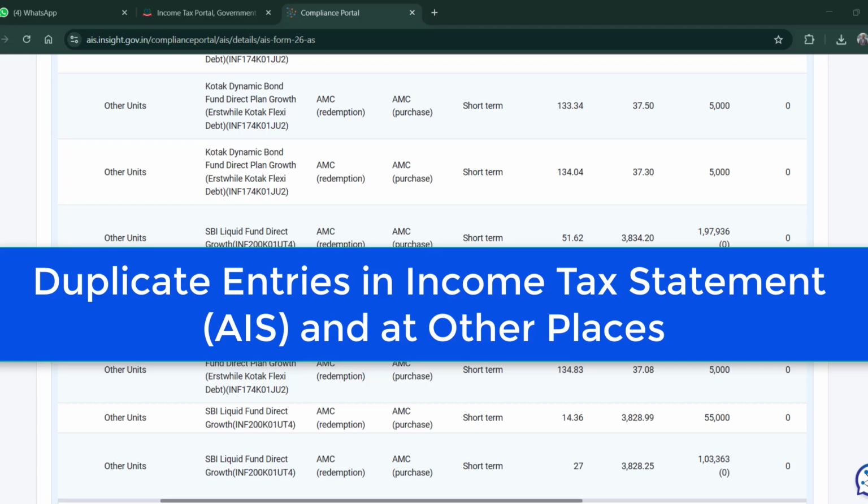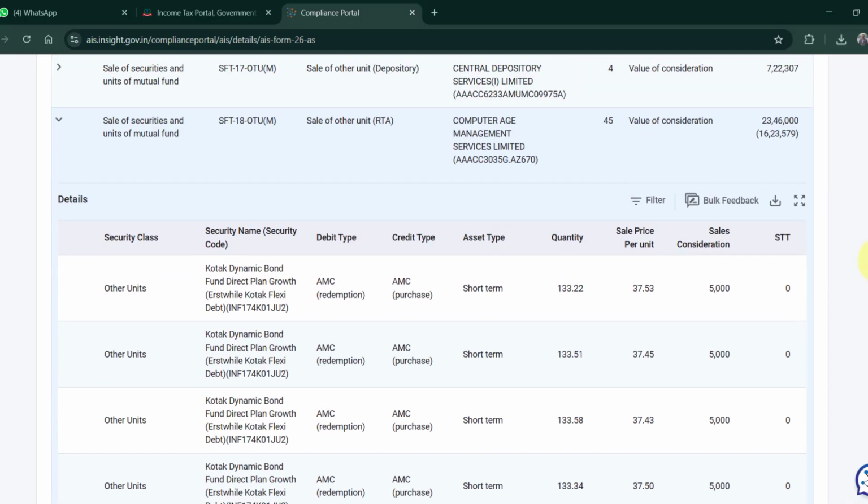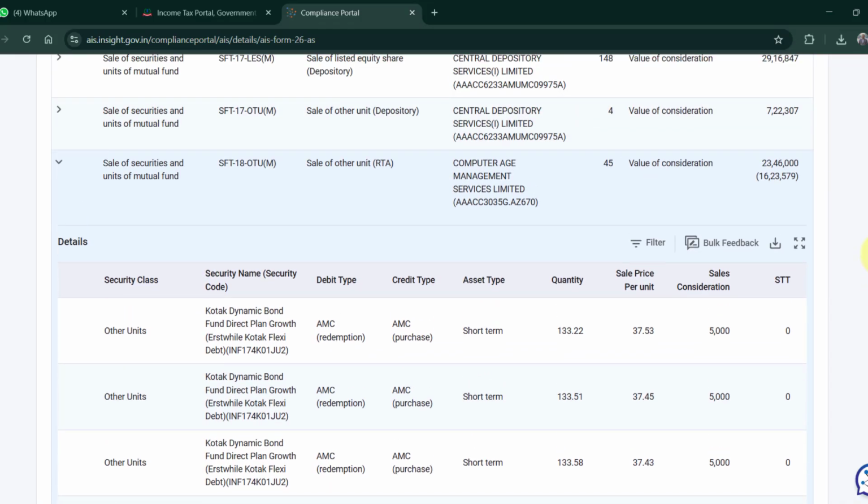So welcome. Today I will show you how the Income Tax Department of India is showing duplicate entries of investments. I have invested in a liquid mutual fund, and this is not the only year when they have shown duplicate entries.